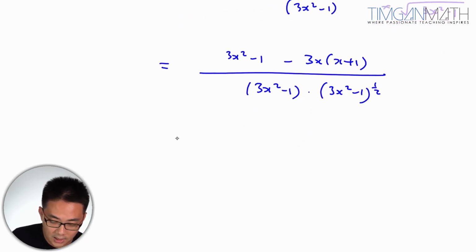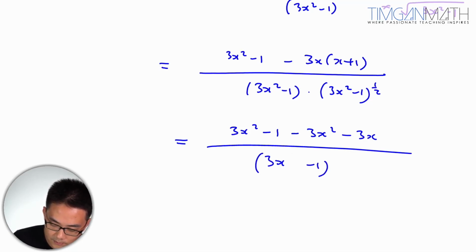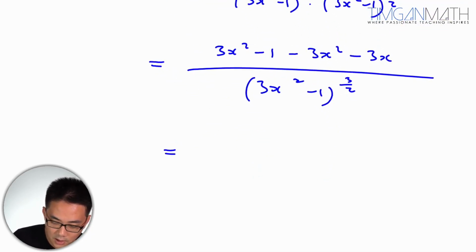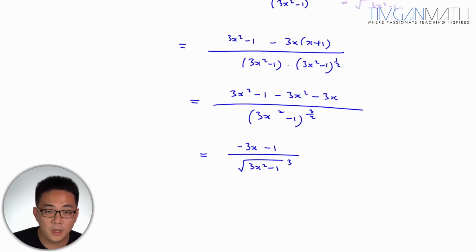And you could actually add it up. This is 3x squared, so 3x squared minus 1 minus 3x squared minus 3x. Ta-da! This is 3x squared minus 1, to the power of 3 over 2. Okay, then once this is done, what you're going to get is just negative 3x, negative 1, over 3x squared minus 1 to the power of 3 over 2. Okay, so this is how you do this question proficiently.